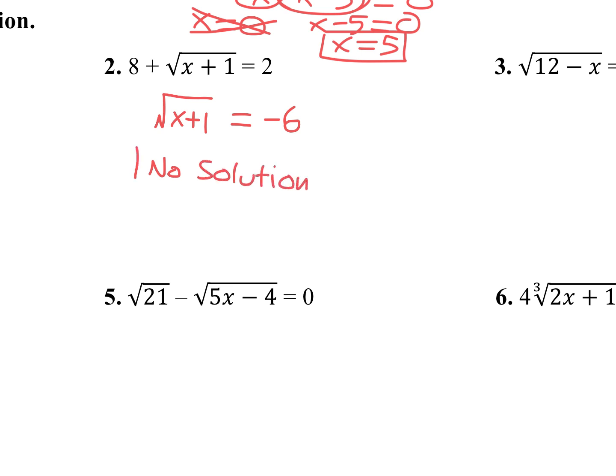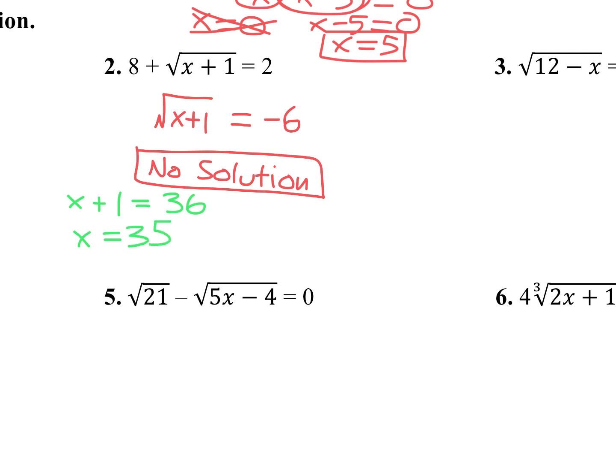All right, so let's pretend that I didn't catch that. What if I didn't notice it was no solution, and then I went on to square both sides? So I square both sides, I get x equals 35. Well, now this shows why you should check your answer. If you plug in 35, you get 8 plus 6 equals 2, and that's not true.